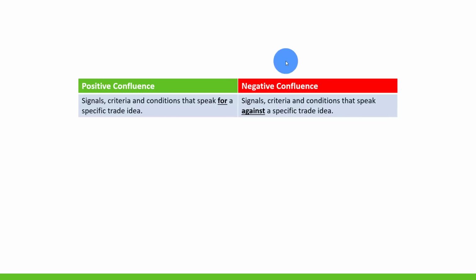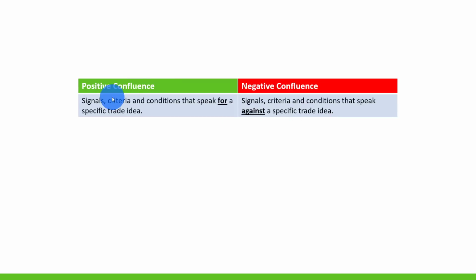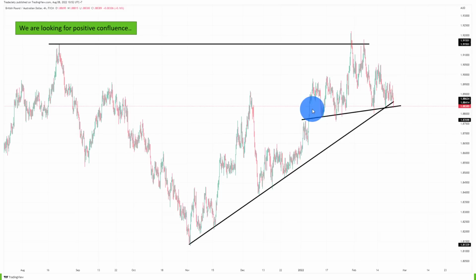And also we have negative confluence. Negative confluence are signals, criteria, or conditions that speak against a specific trade idea. And ideally, when you are creating your trading plans and have trading ideas, you want to have way more positive than negative confluence. And the more positive confluence you have, the better it is. And if you have negative confluence factors, very often you will see that this will cancel a trade idea.